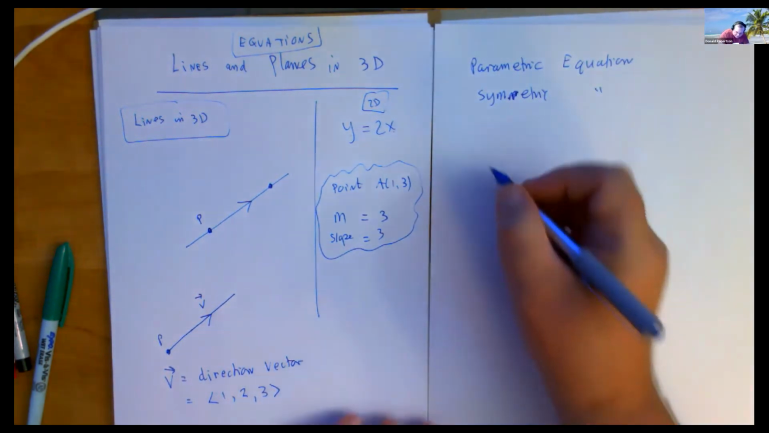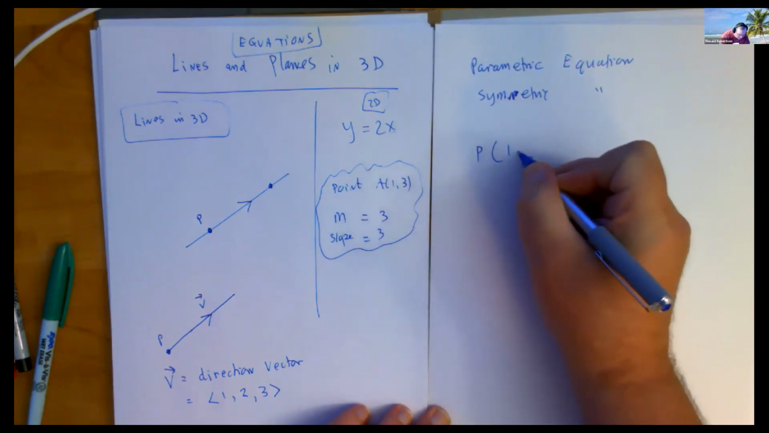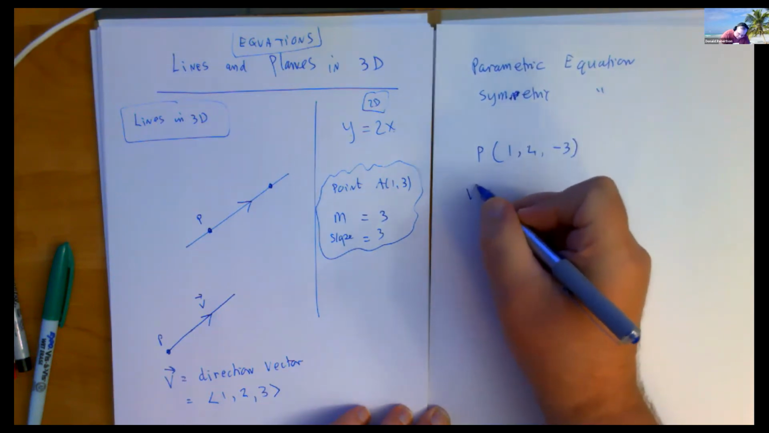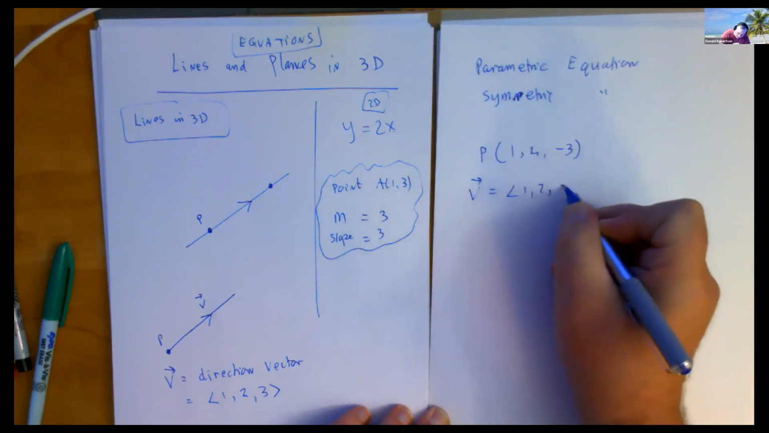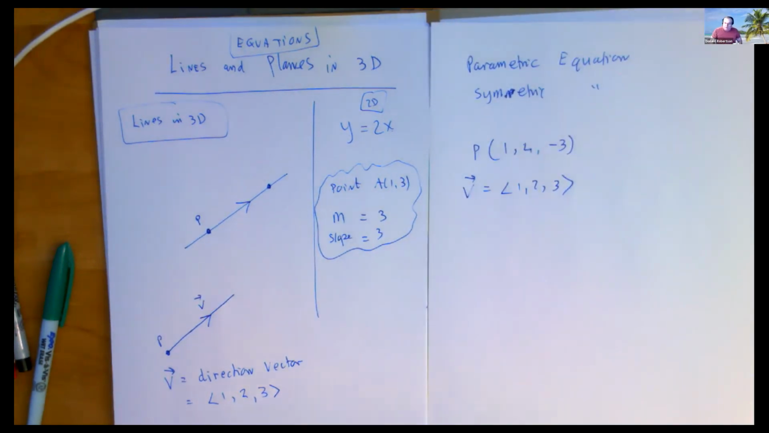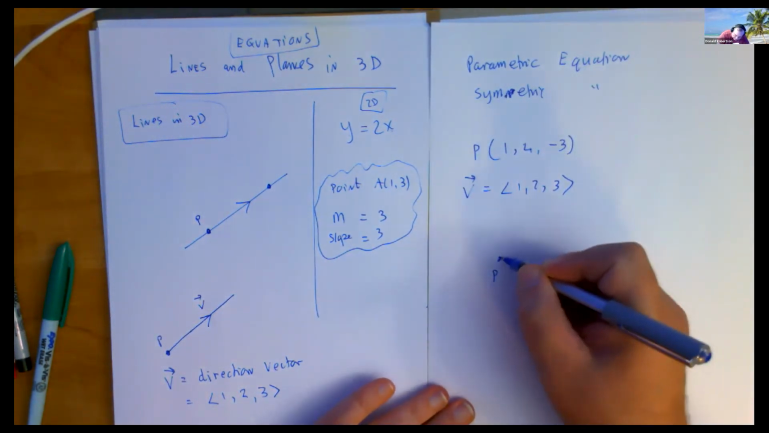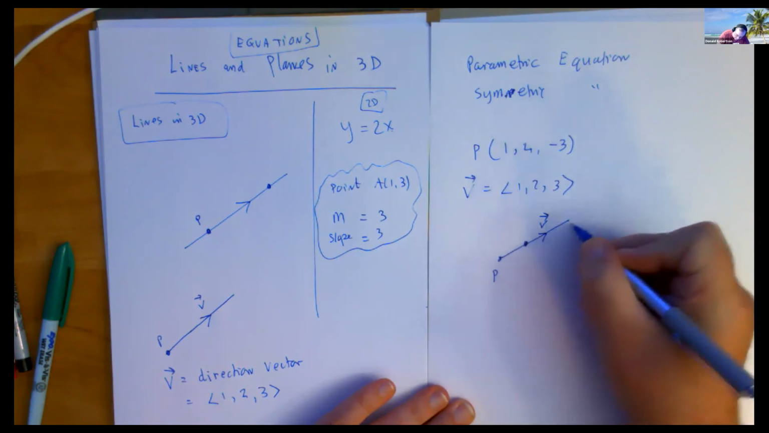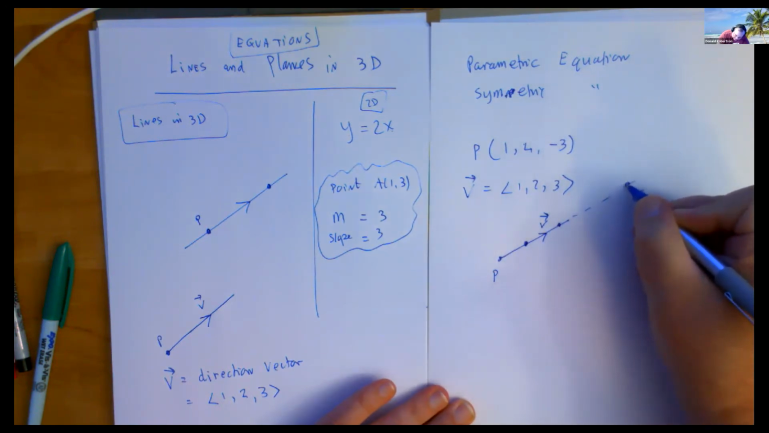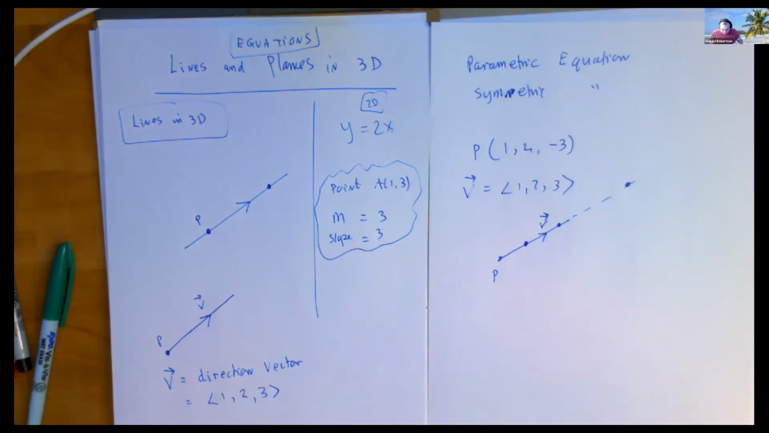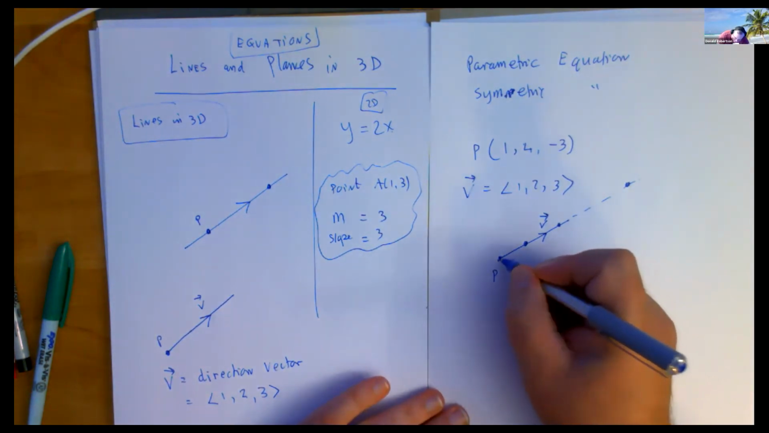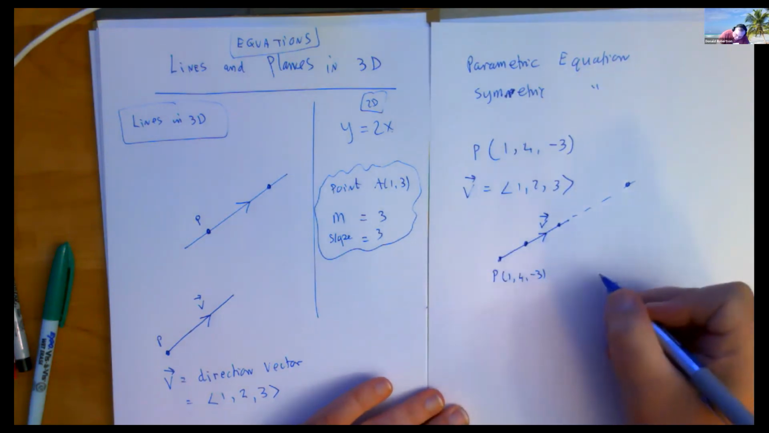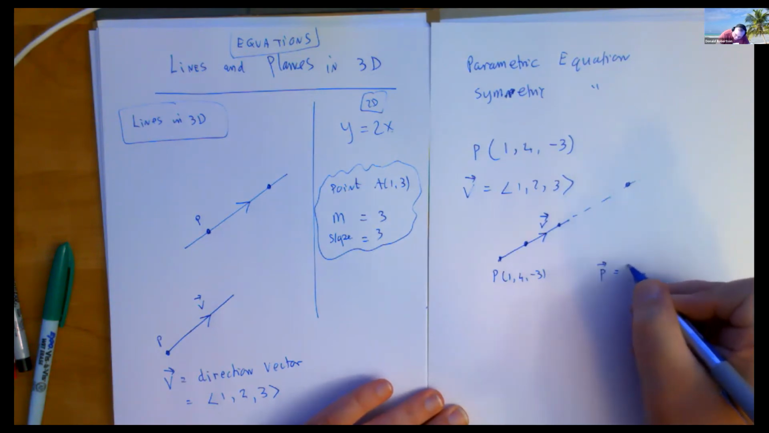Right. Okay, let's suppose then I have a point on the line and its coordinates are 1, 4, -3, and I have a direction vector 1, 2, and 3. Then you can imagine this is the point P, and this is the direction vector V. If you want to find any point on this line, any point at all, what you would have is this guy, and it's converted into what's called a position vector.